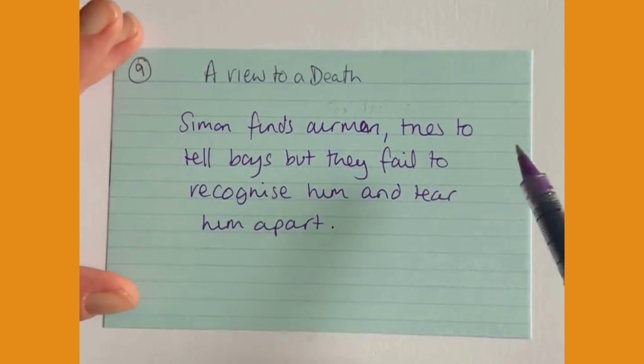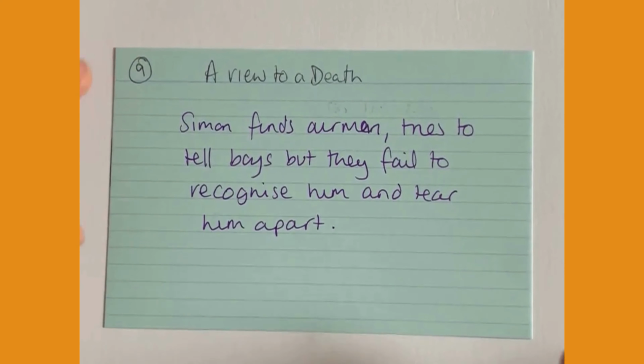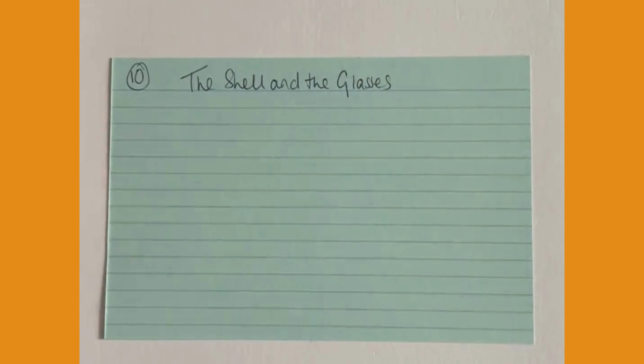So Simon finds the airman, tries to tell the boys, but they fail to recognise him and tear him apart. And again, actually doing it on flashcards means that you can test yourself. You can test yourself on the names of the chapters and on the content.